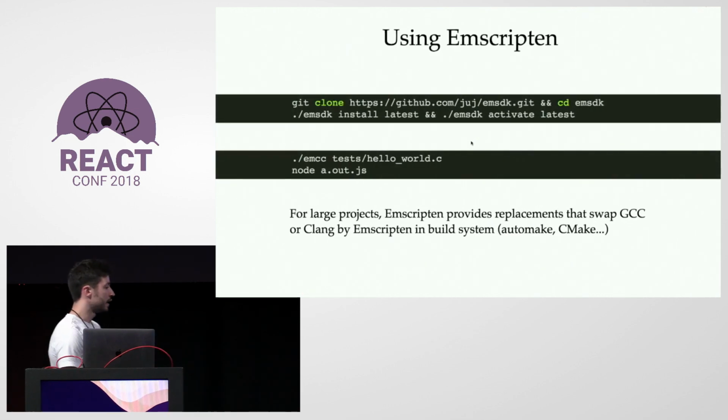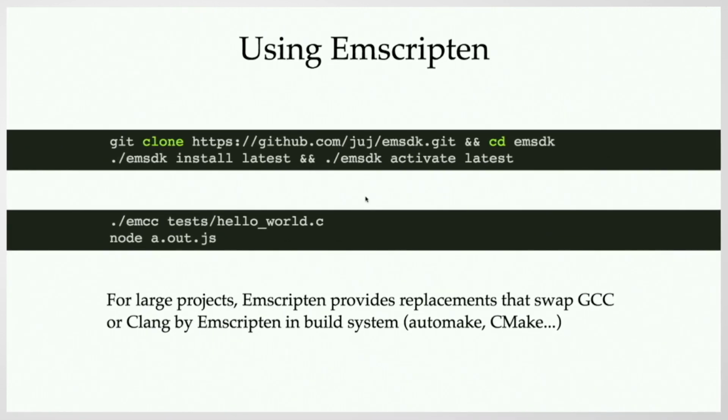So let's see how to use it. If you want to try it, it's pretty simple. You git clone the SDK, you install and activate the latest SDK, and then you can call it as a C compiler or a C++ compiler on your source in C or C++, and you get the output that you can run in Node. For larger projects like GDevelop, you can actually swap the compiler for the compiler provided by Emscripten. So the idea is that it's almost something that you don't see as a native developer. It's just that you get an output as WebAssembly.